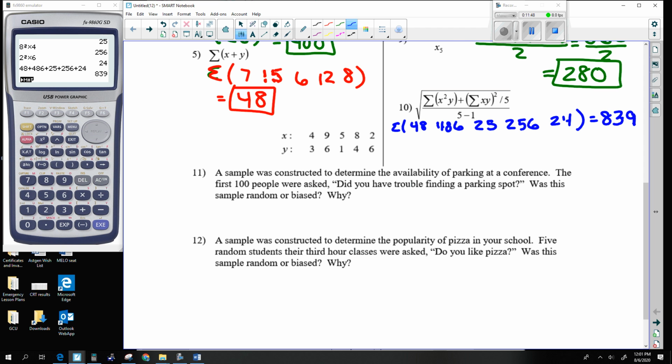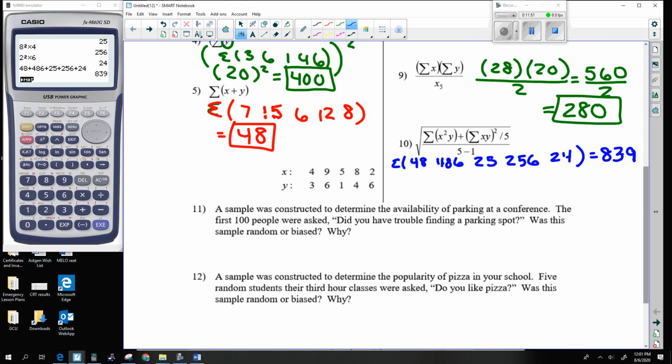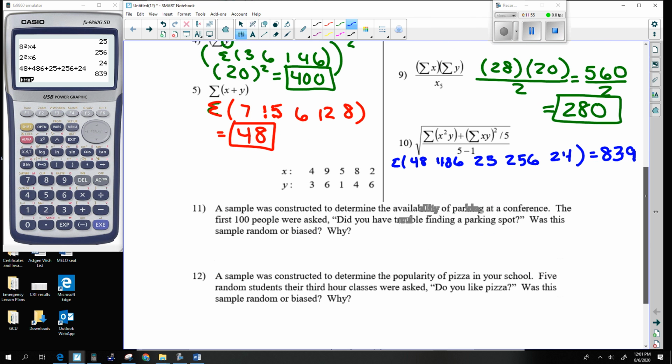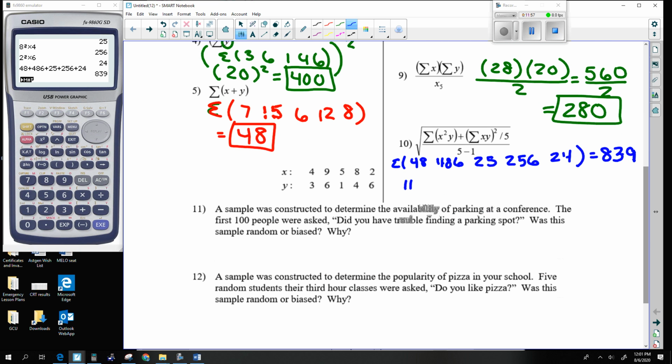The next summation is going to be the sum of xy. And so again, I believe I already have that. The sum of xy is 115. So what am I going to do with that? I'm going to square it. So 115 squared is that monstrous number. And then I'm going to divide it by 5. 2,645 is that second bit.